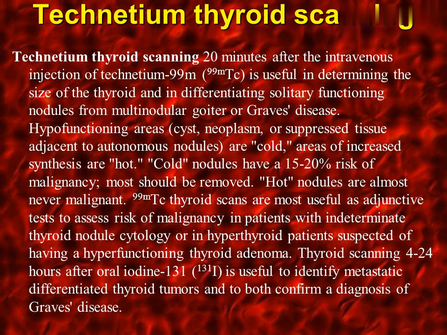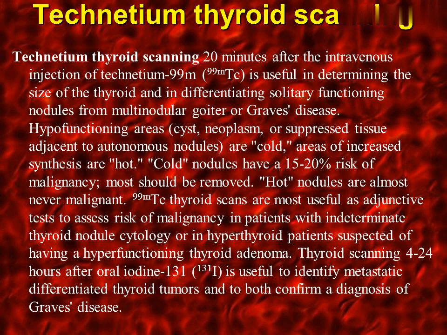Technetium thyroid scanning. Technetium thyroid scanning 20 minutes after the intravenous injection of technetium 99m, 99mTc, is useful in determining the size of the thyroid and in differentiating solitary functioning nodules from multinodular goiter or Graves' disease. Hypofunctioning areas, cyst, neoplasm, or suppressed tissue adjacent to autonomous nodules, are cold. Areas of increased synthesis are hot.